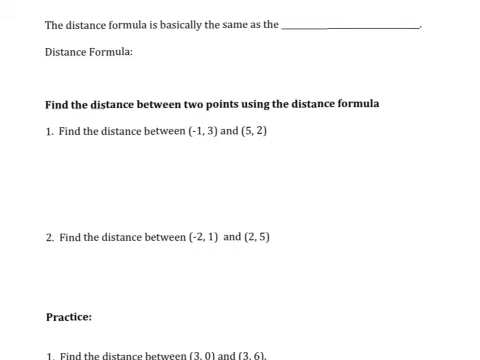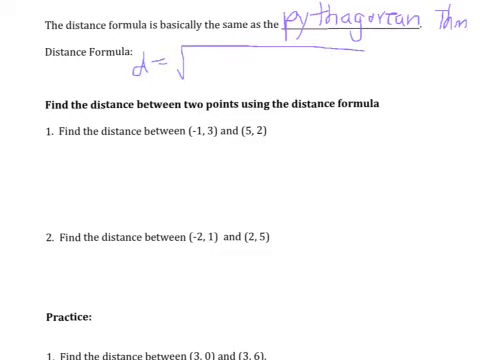So recapping what we just talked about, the distance formula is basically the same as the Pythagorean theorem, which we worked on a lot last section. We'll just abbreviate theorem, THM. And let's rewrite the distance formula because we need to memorize it. So it's D equals the square root of x2 minus x1 squared plus y2 minus y1 squared. And all of that is inside the square root.